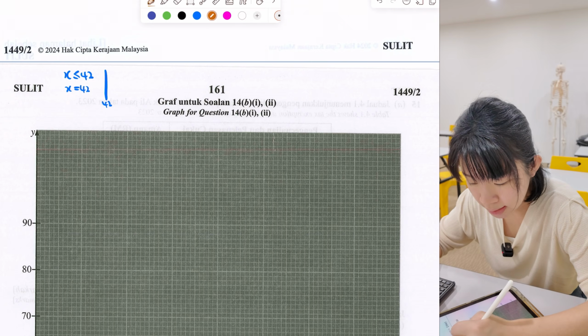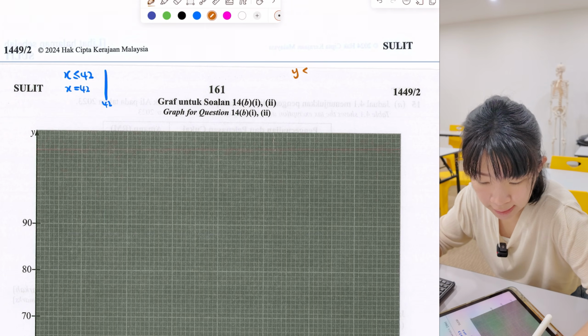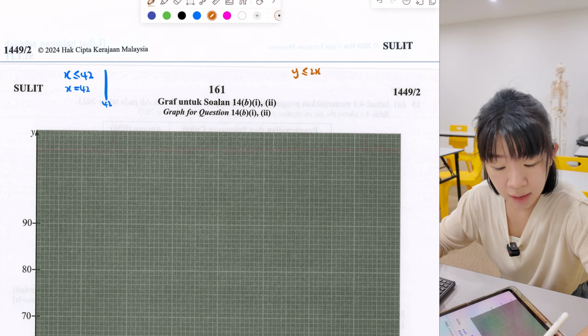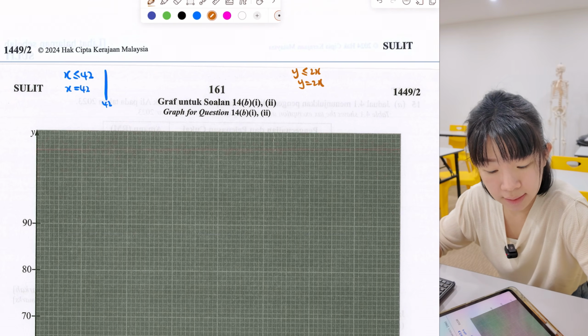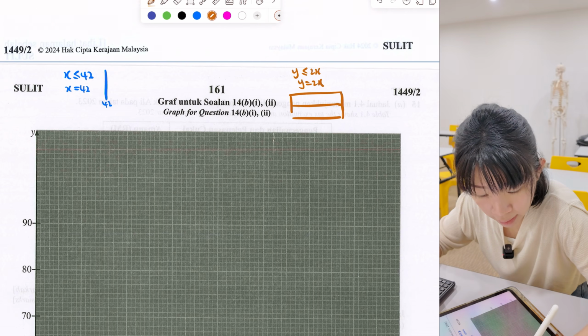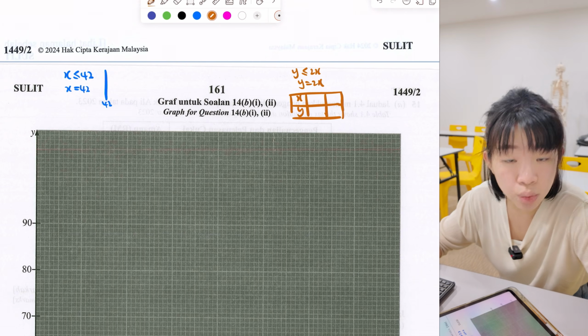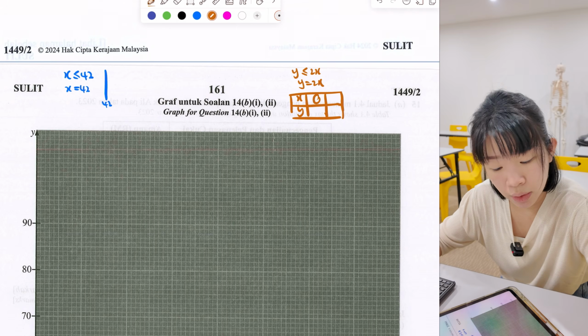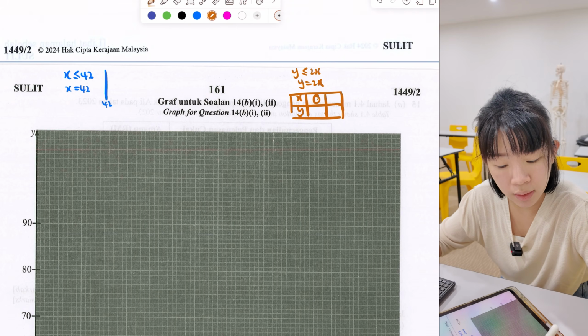The second line is y less than or equal to 2x. Correct? Just now we put this. So it's actually from y equal to 2x. If you see x and y, you know that it's a slant line. So we need to create a table, x and y, and at least put two coordinates. First, we use 0. When x is 0, 2 times 0, y is 0.